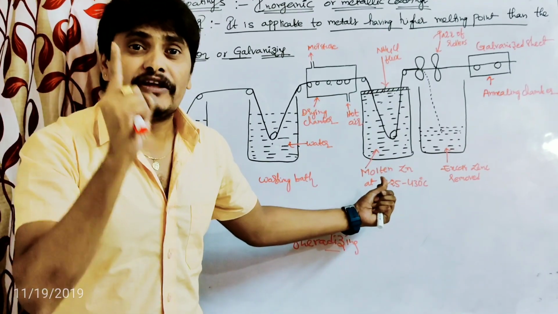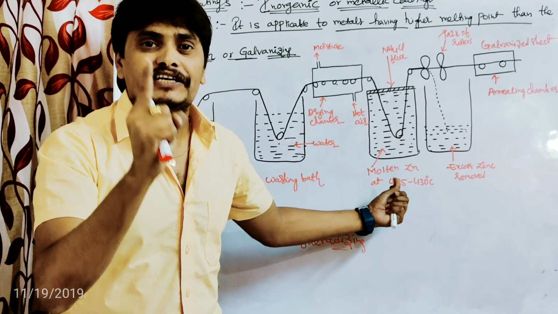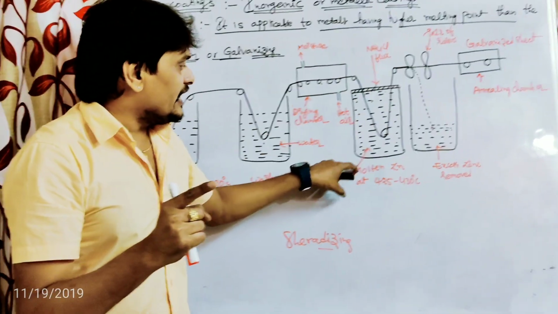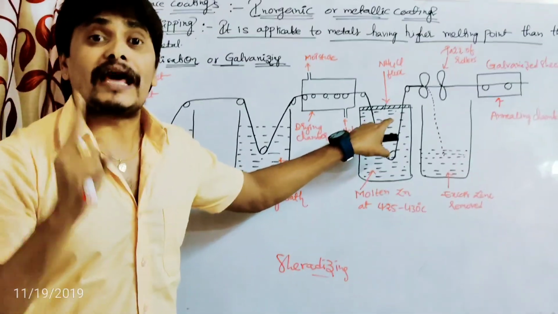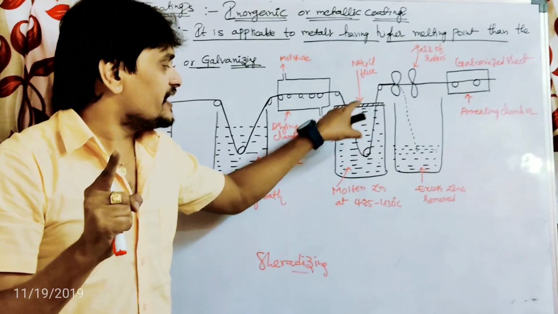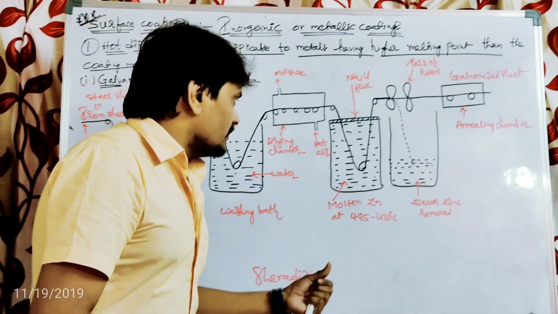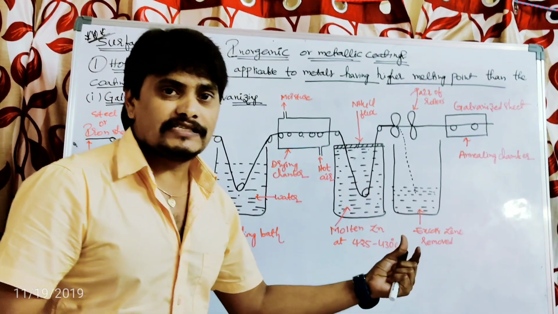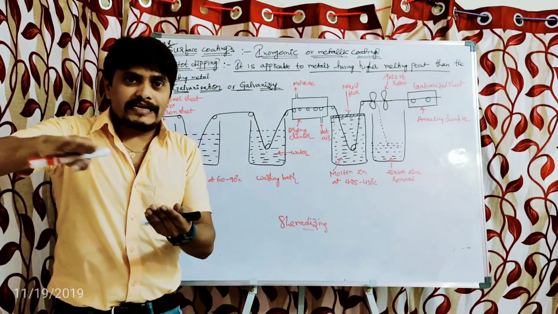So in order to prevent the oxidation of the hot molten zinc, which is maintained at 425 to 430 degrees centigrade, we have to cover the chamber containing the hot molten zinc with ammonium chloride flux. This ammonium chloride flux will avoid the oxidation of the hot molten zinc. Right? Now, the iron or steel sheet coming out of the chamber comprised of hot molten zinc now contains the layer of the coating metal, that is zinc.